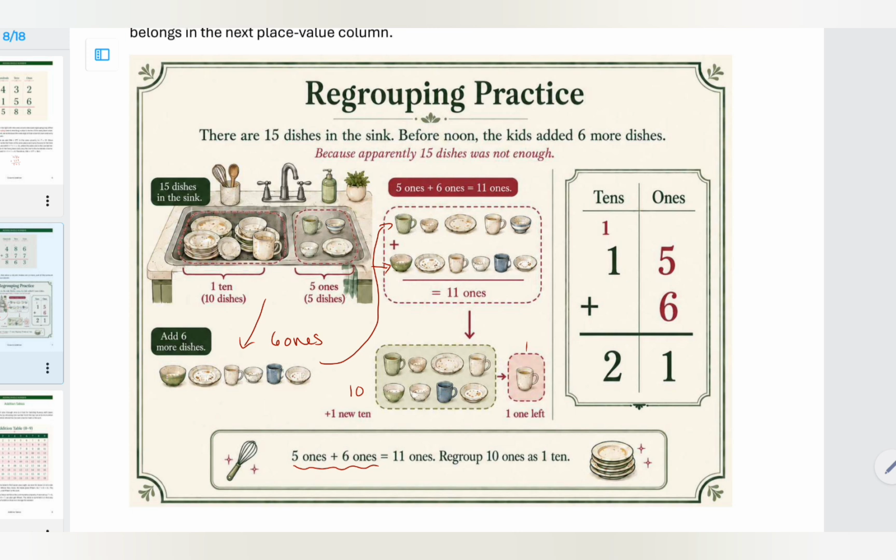If we look over here to our right, we can see that with the numbers, 5 plus 6 equals 11, carry the 1, and 1 plus 1 is 2 to give us our answer of 21.